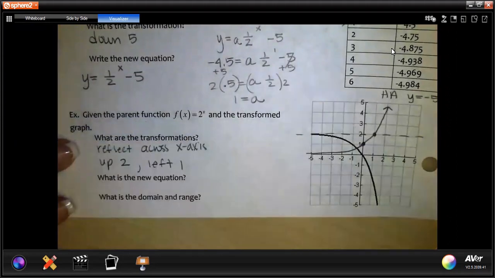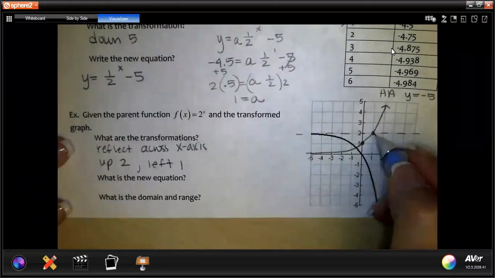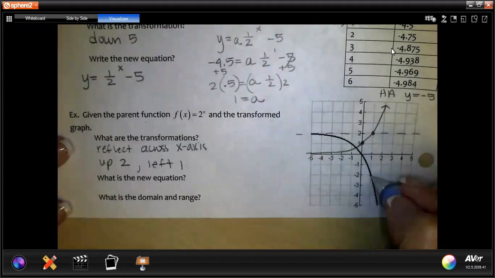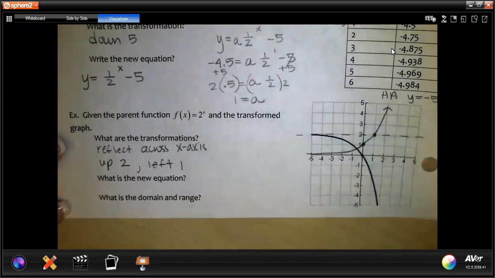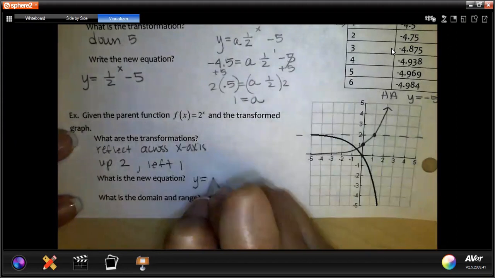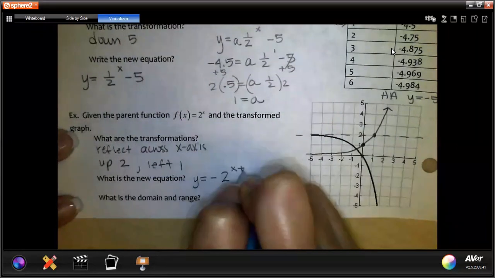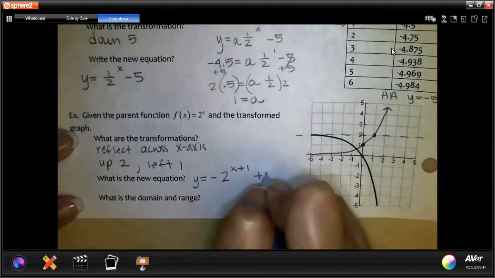To verify that there's no other transformation like a stretch or a compression, I check the next point. So this point at (1, 2), I reflect it over the x-axis. I move it up 2 units, and then I move it to the left 1 unit. That is right here on my graph. So I know there are no other transformations because now both points have landed on our graph with those transformations. So our equation would be y equals a negative for reflection, 2 to the x plus 1 to make it go left 1, and then a plus 2 at the end to make it go up 2.